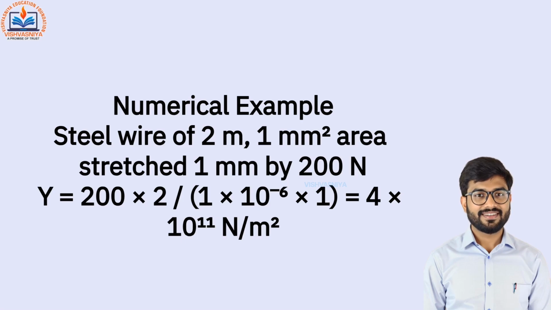Let me give you a numerical example. A wire of length 2 meter and cross-sectional area 1 millimeter square is stretched by 1 millimeter under a force of 200 Newton. To find Young's modulus, use the formula force into original length divided by area into extension. So, 200 into 2 divided by 1 into 10 raised to the power minus 6 into 0.001. This gives you 4 into 10 raised to the power 11 Newton per meter square.